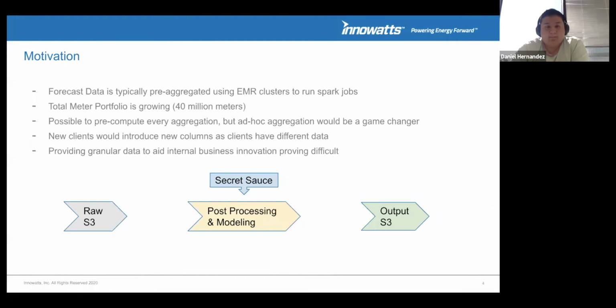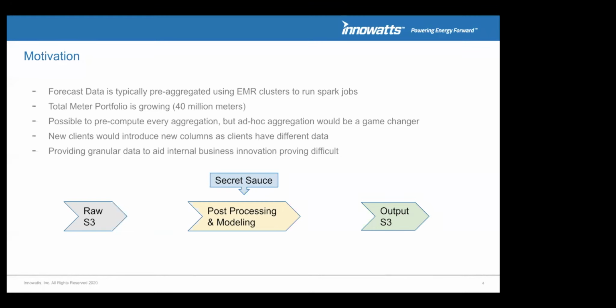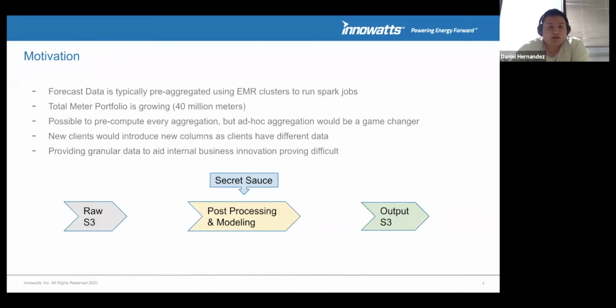So it is possible to pre-compute every aggregation. Like I said before, that's what we did. Our clients would tell us we want to aggregate by a zone or by a geographical region, a zip code, and things like that. But ad hoc aggregation would have been a game changer. So during the holiday break, a few of us had this idea of what if we can provide our clients really fast aggregations, and then what could they possibly do with it? What kind of products can come out of it, and things like that were the main motivations.